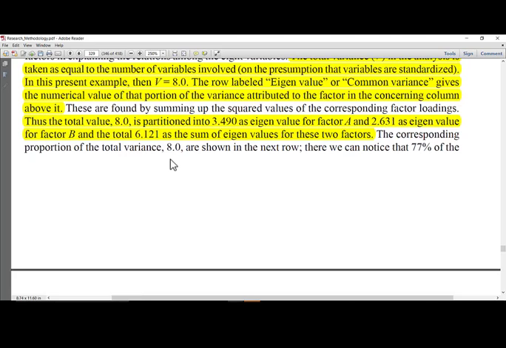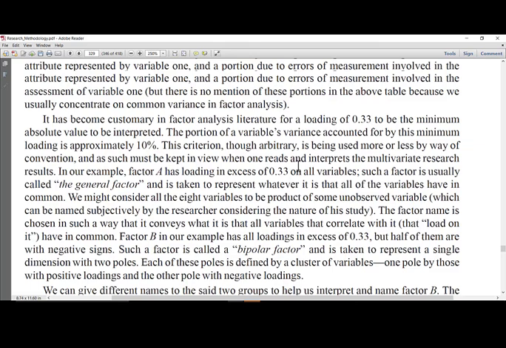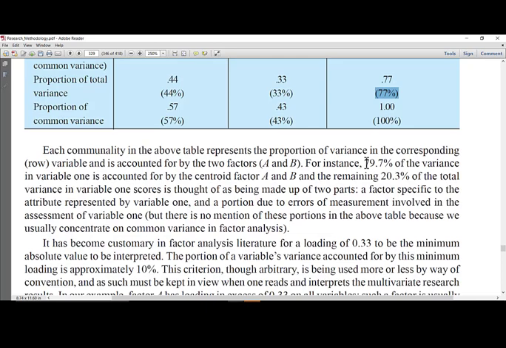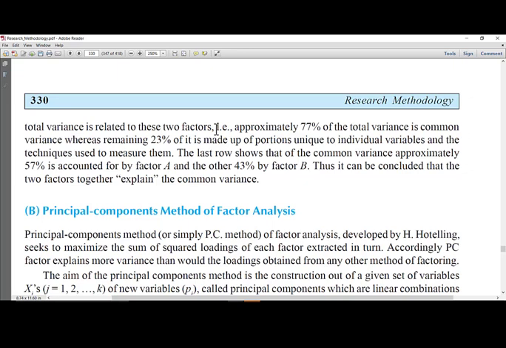There we can notice that 77% of the total variance is related to these two factors A and B. The meaning is approximately 77% of the total variance is common variance, whereas the remaining 23% of it is made up of portions unique to individual variables and the techniques used to measure them.